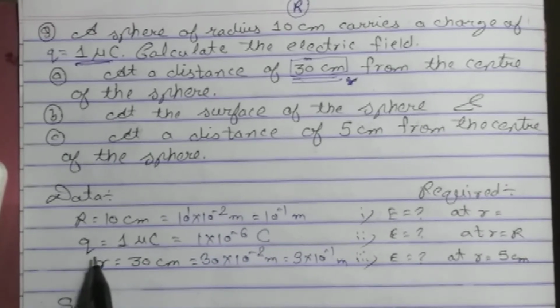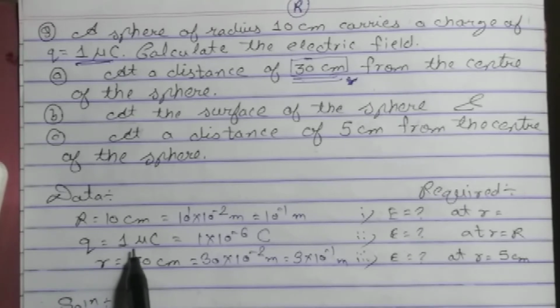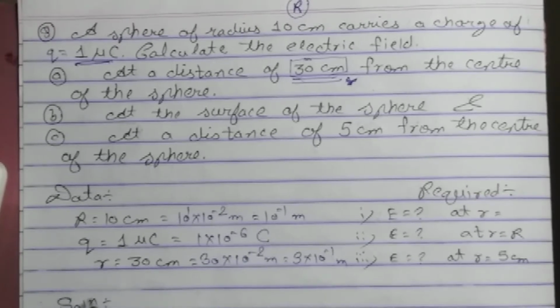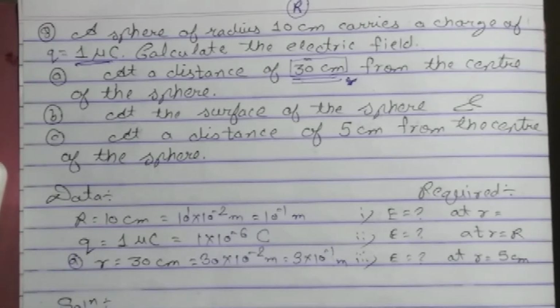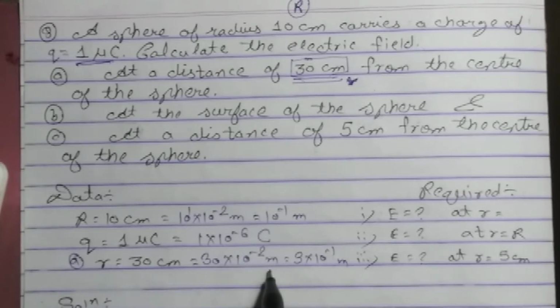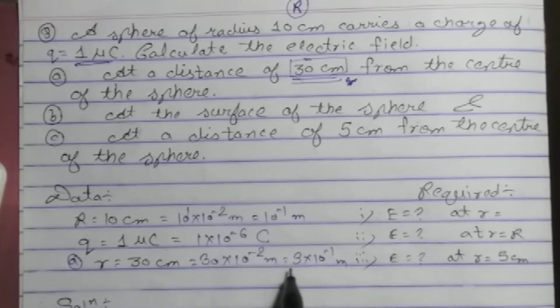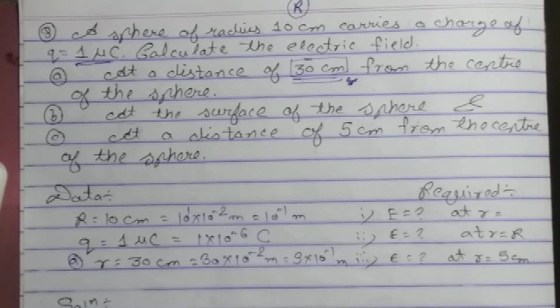Students, the value of charge is also given, 1 microcoulomb. As I told you, micro means 10 raised to minus 6 coulomb. We have to find the electric field intensity at that particular point which is at a distance of 30 centimeter from the center of the sphere. So we have to convert this centimeter into meter. Again, I have to multiply by 10 raised to minus 2, so that the answer will be in meter. That means 30 is 3 into 10 raised to 1, and 1 minus 2 is minus 1. So 3 into 10 raised to minus 1 meter.